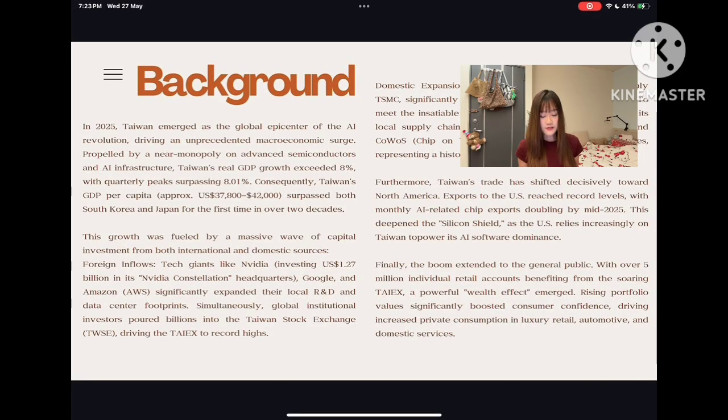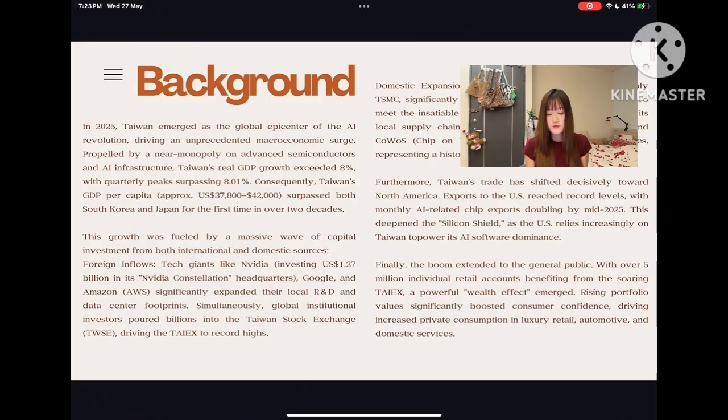In 2025, Taiwan emerged as the global epicenter of the AI revolution, driving an unprecedented macroeconomic surge, propelled by a near monopoly on advanced semiconductors and AI infrastructure. Taiwan's GDP growth exceeded 8% with quarterly peaks surpassing 8.01%. Consequently, Taiwan's GDP per capita surpassed both South Korea and Japan for the first time in over 2 decades.